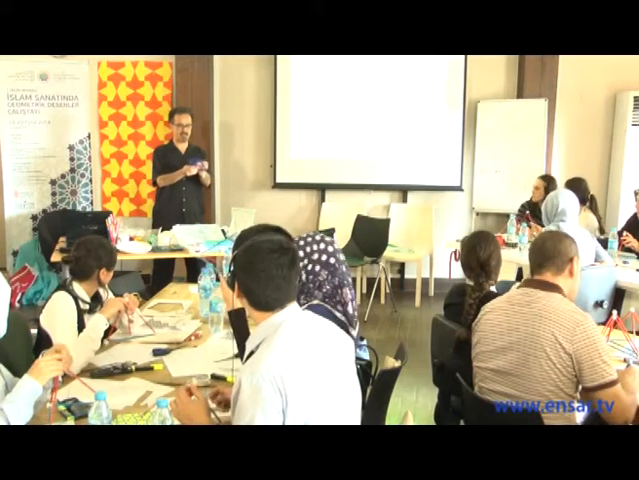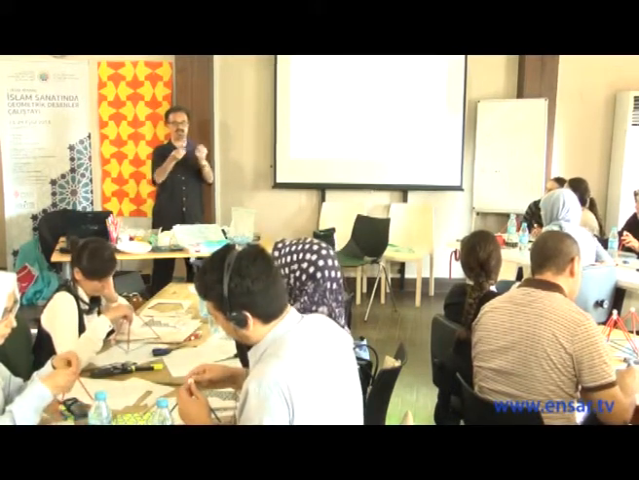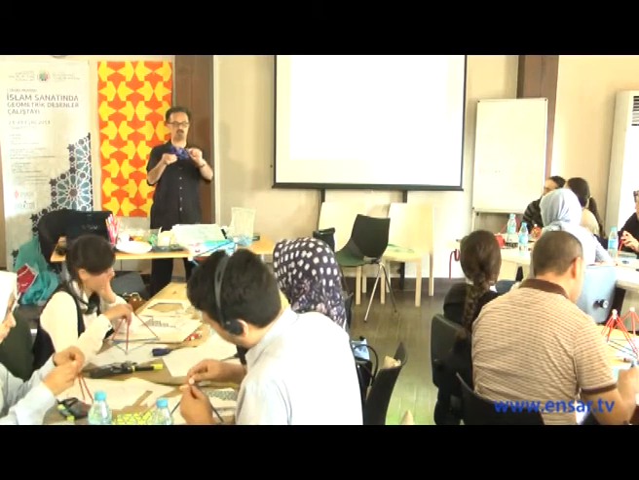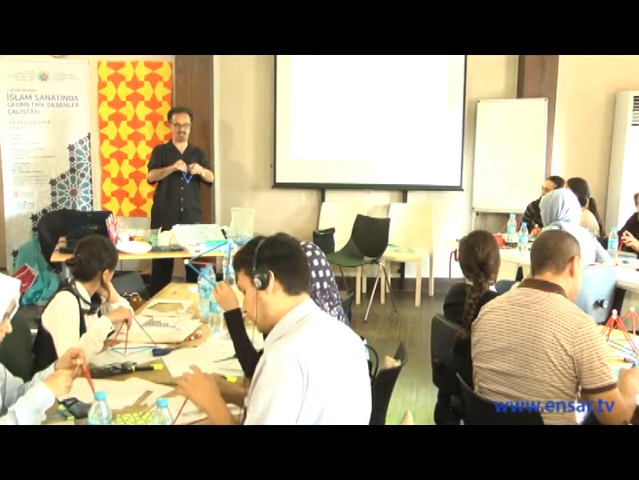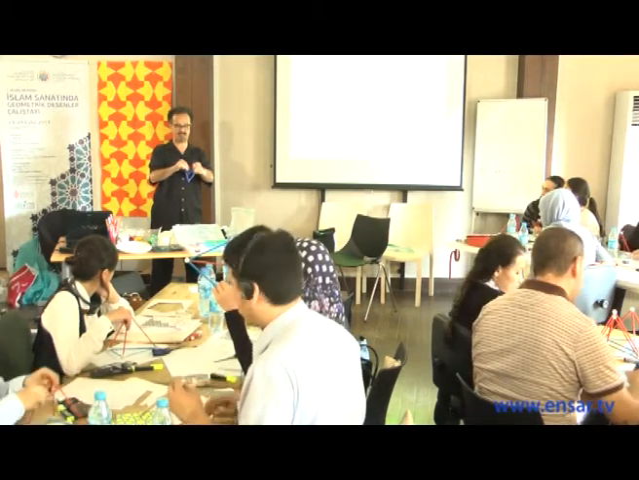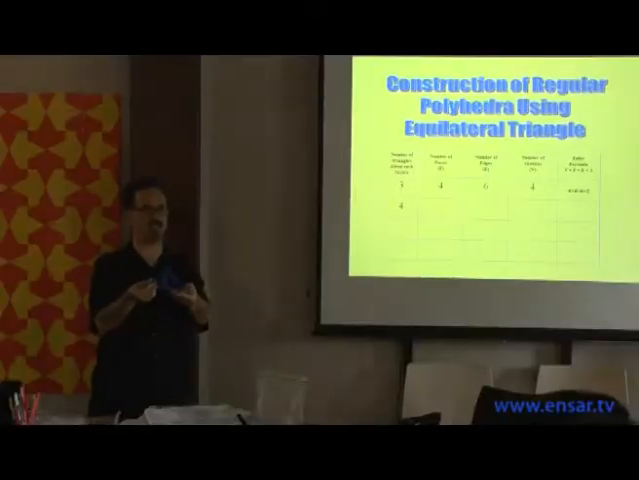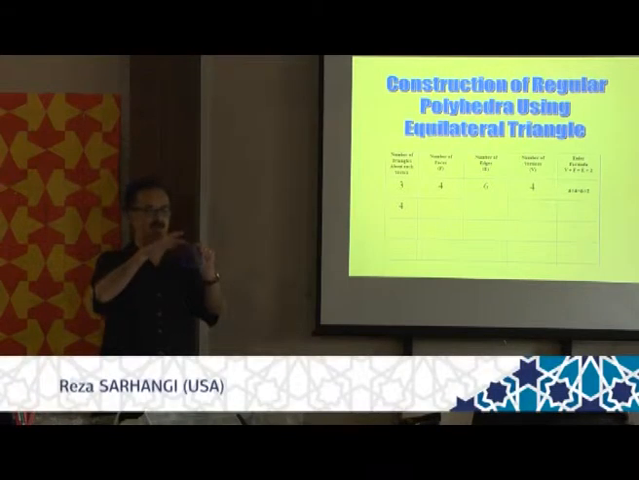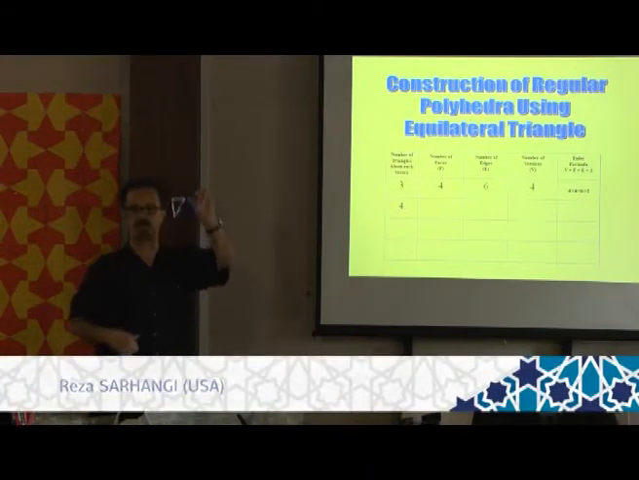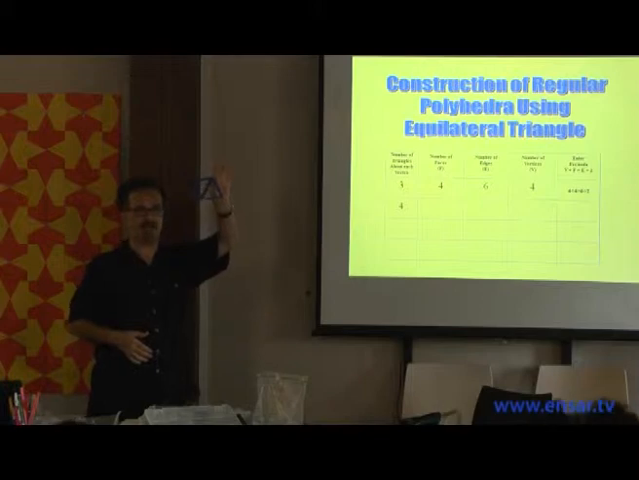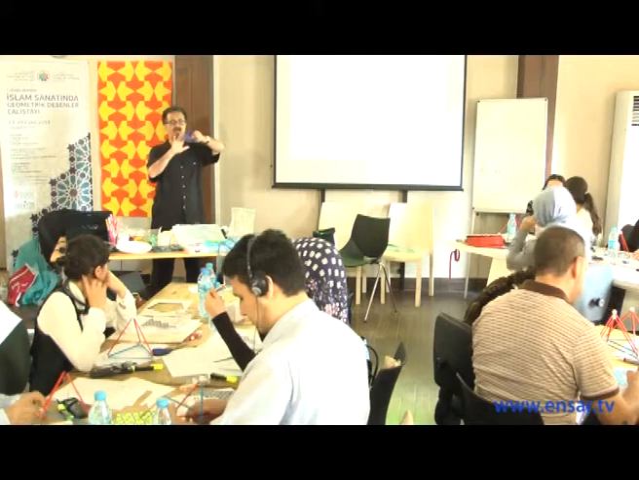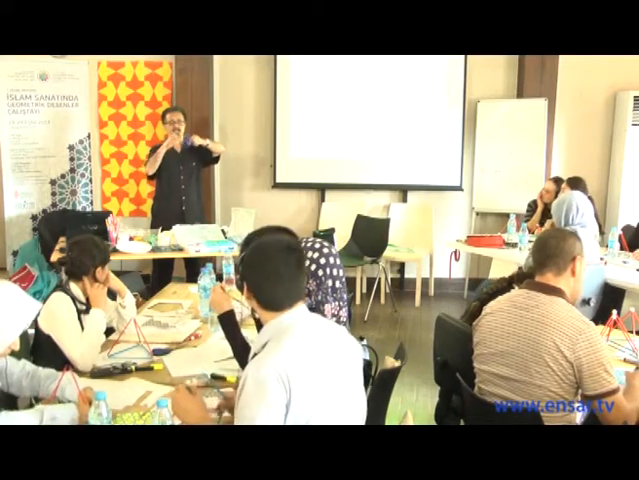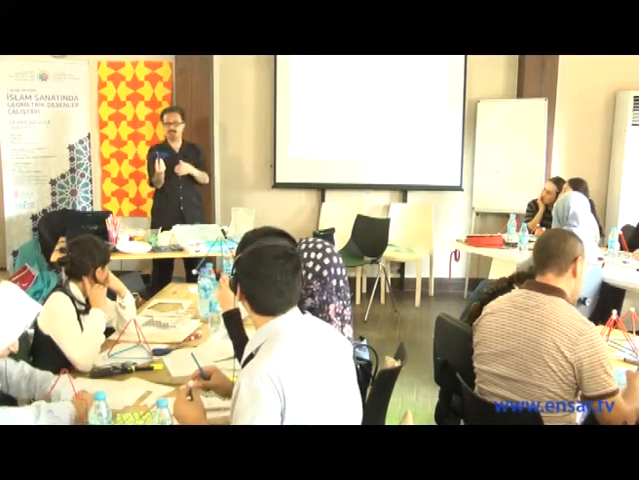Okay. Now, see what's happening. If I put 4 triangles, 1, 2, 3, and 4, I can still make a corner. You see that? This is 4 triangles. However, if I do that, I have a triangle here, but here is a square.